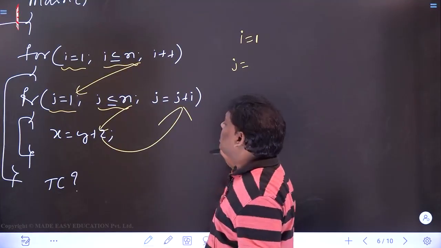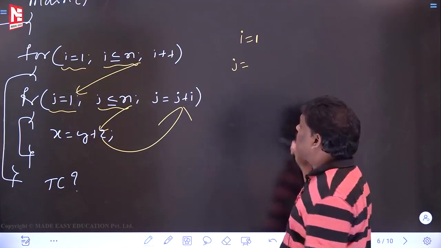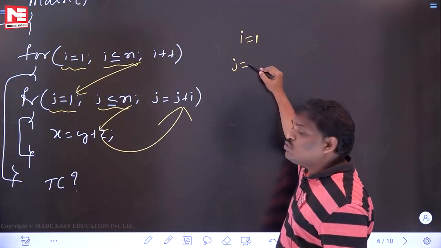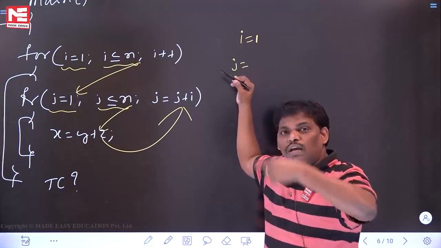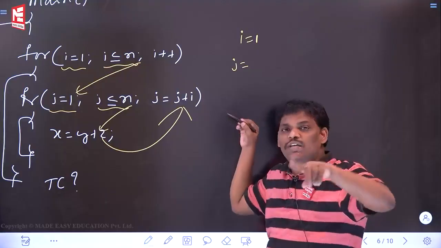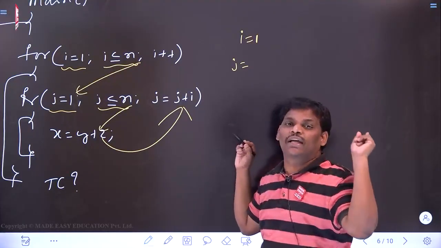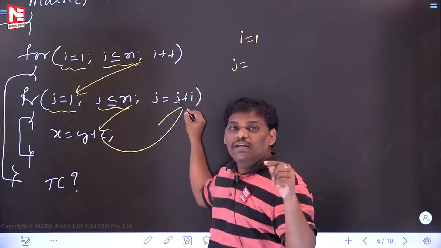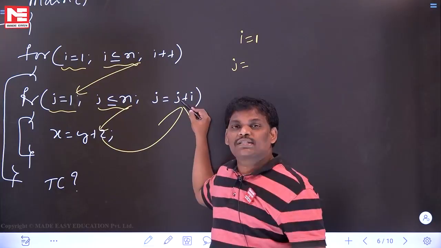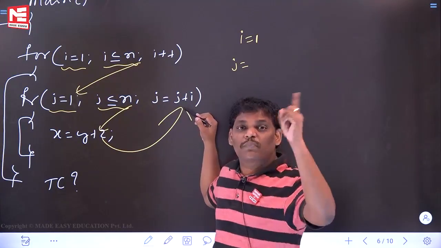Afterward this one. For each i value, j is going on, it's okay. But j is going on how many times? I am asking, j, you are going how many times? What is the answer? j is not always incrementing by plus 1.